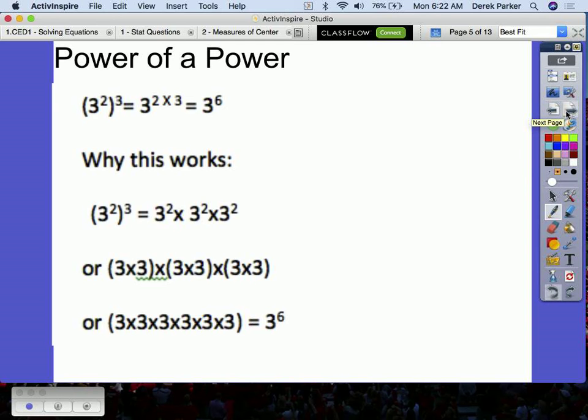Power of a power. Distribute the 3 just to the exponent, and you have 3 to the 6th power.